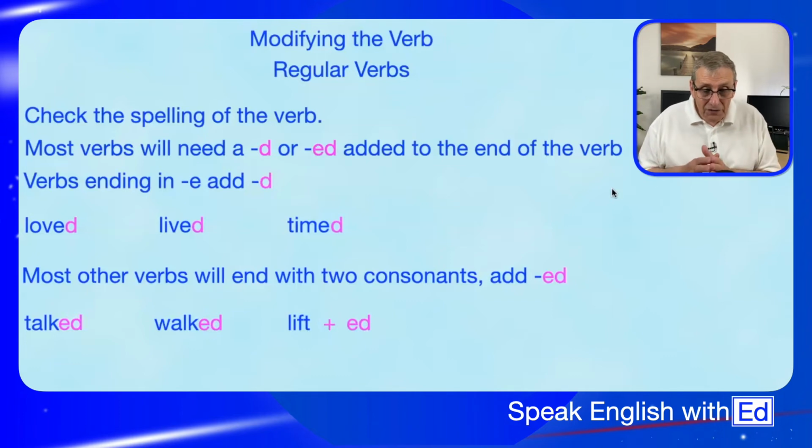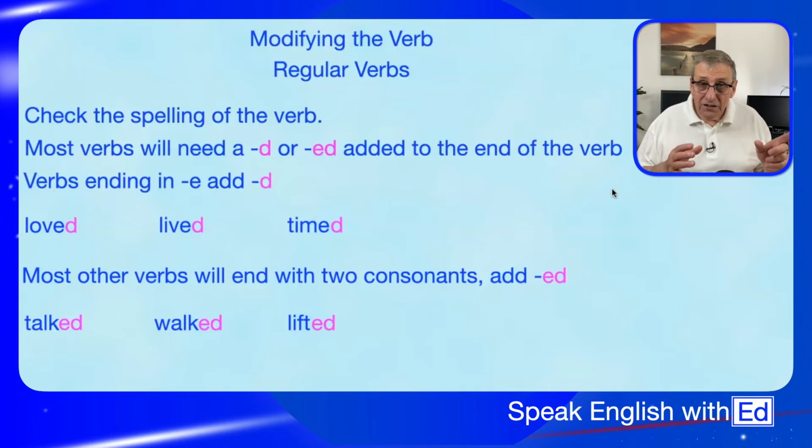Now here with lift, we've got two consonants. Again, F and T are both consonants. So we add ED. That's all you do, just add ED. If it's got two consonants, don't matter, just add ED and you've got it clicked. So remember here, we're talking about talked and walked and lifted, right?